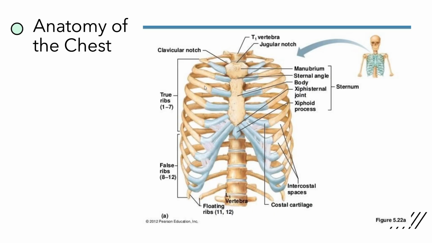So for bony anatomy, we've got the sternum right here in the center. There are a lot of different parts of the sternum, the top of which is called the manubrium, and then we have the body and the xiphoid process, the pointy part at the bottom.